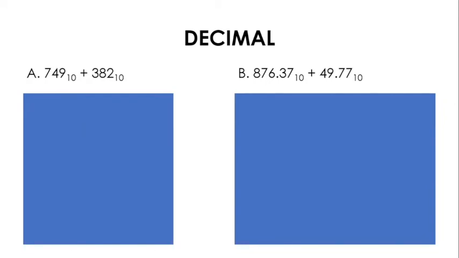So for the next topic, we will be adding decimal numbers. For the first example, we have 749 plus 382. The first thing you have to do in adding decimal numbers is add each digit. We have 9 plus 2 is 11, 8 plus 4 is 12, 7 plus 3 is 10.